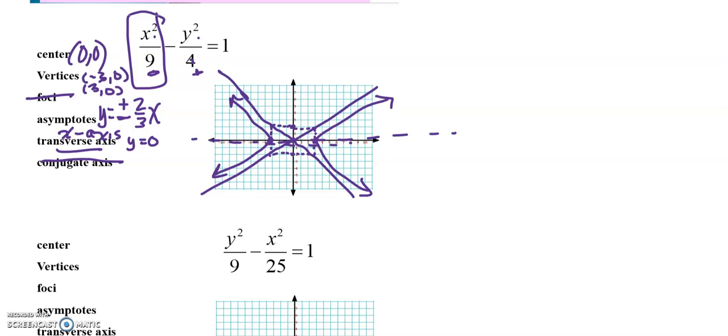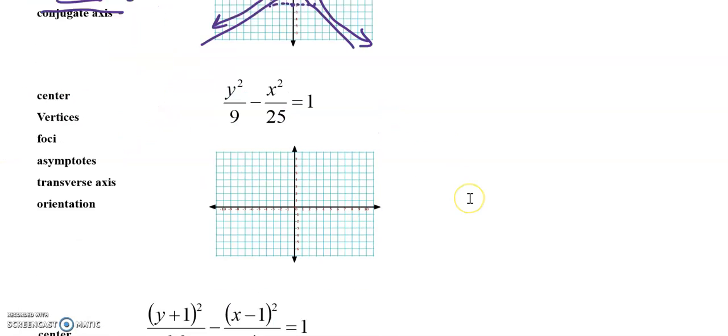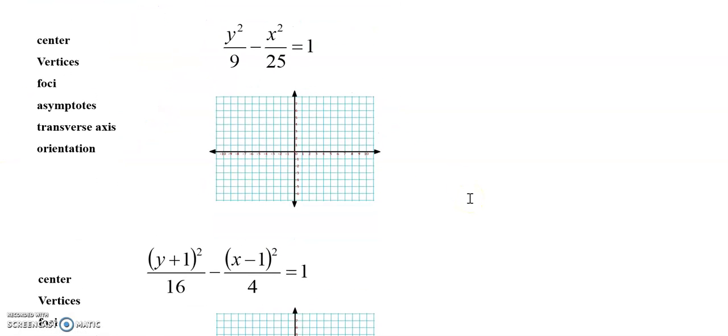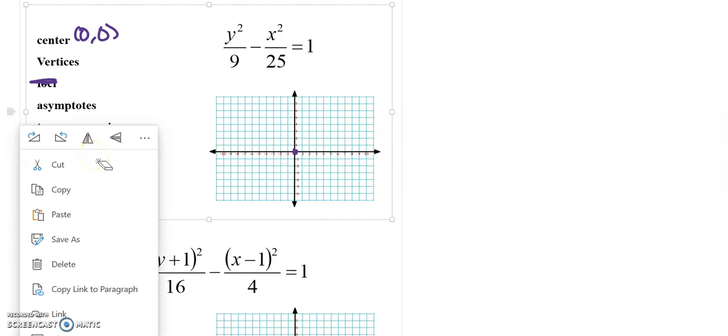Okay? All right, so let's try another one. I know this is taking a little bit more time than I anticipated, but we've got to get to a couple of them. All right? So our center again is at 0, 0. Do not need to worry about these two things. Oops, orientation would be good. We will look at that.